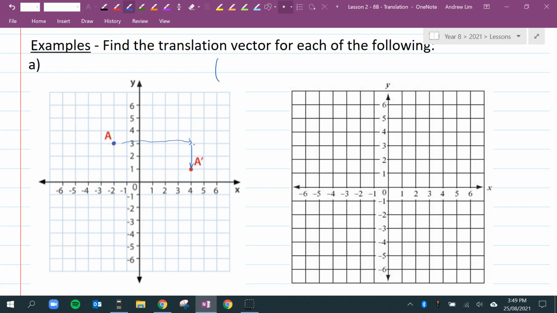So how many units are we going to the right? We're going 1, 2, 3, 4, 5, 6 units to the right. And then we're going 2 units down. So that means we need to do a -2 here to tell us it's going down. 6 is positive because we are going to the right.